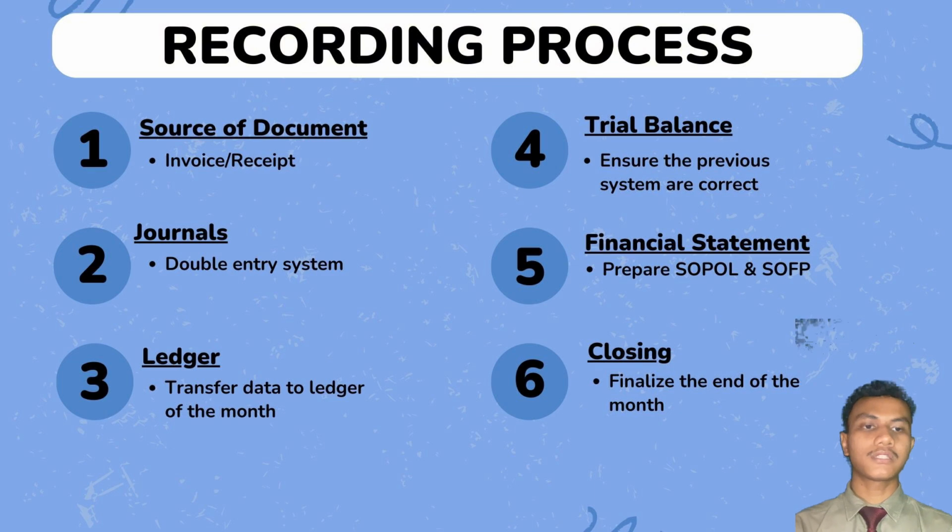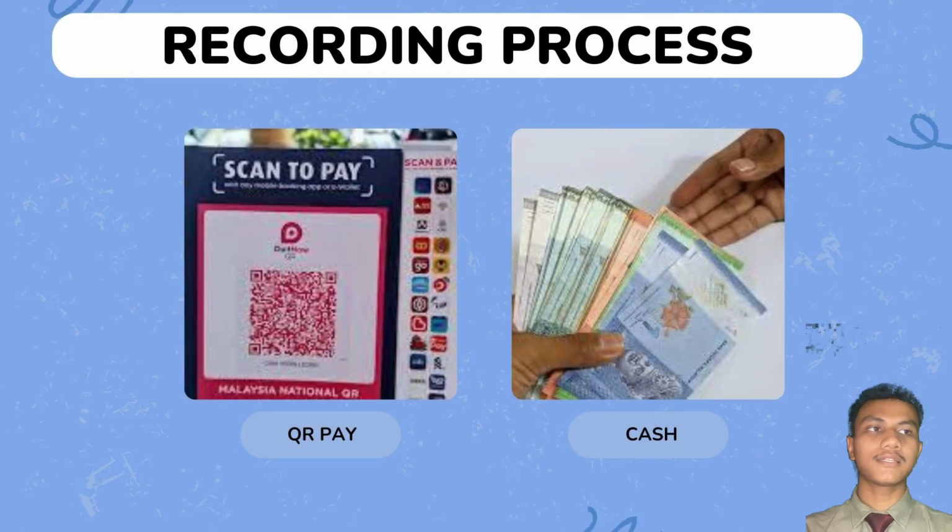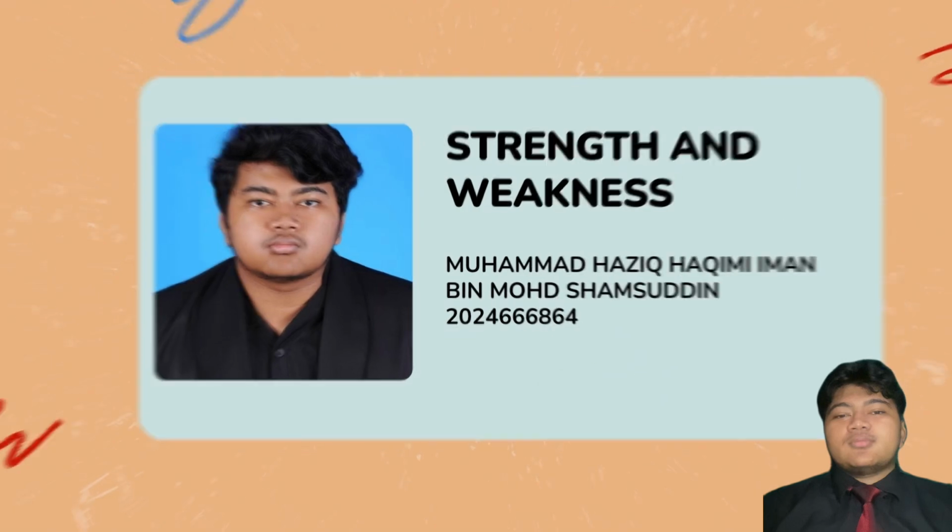We prepare the statement of profit and loss to determine whether the business gets a profit or loss. Prepare the statement of financial position at the end of the month. Lastly, the process is closing, where the business closes temporary accounts. For the next slide, the financial transactions used by the business are cash, QR Pay and Touch 'n Go.